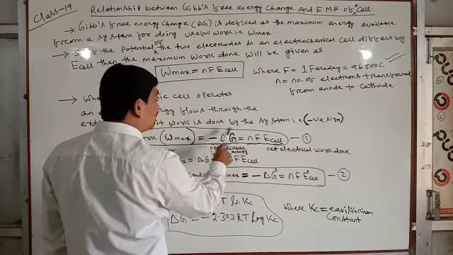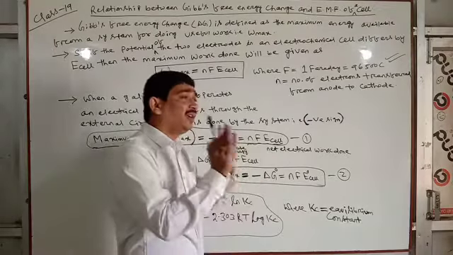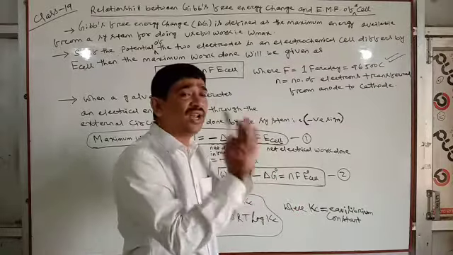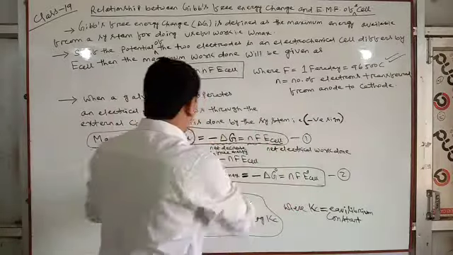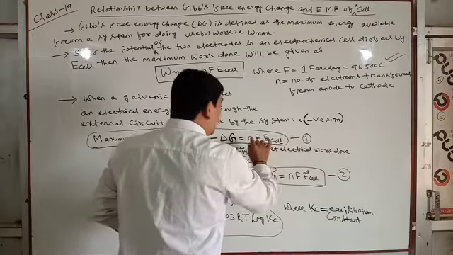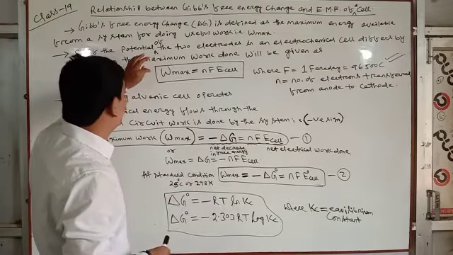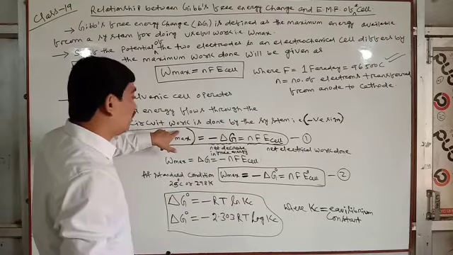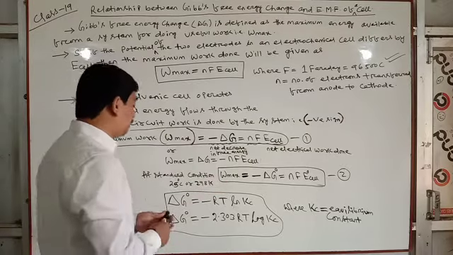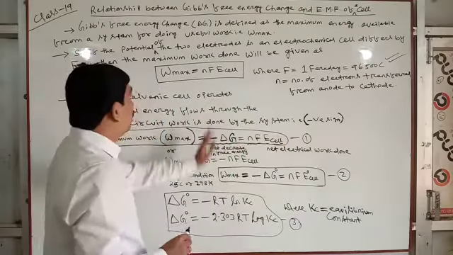Minus delta G stands for net decrease in free energy. We can say that the net decrease in free energy is completely converted into net electrical work done. Net decrease in free energy, minus delta G, is net electrical work done, which is nFE cell. So you should remember the formula: first one equation 1, equation 2, and this is equation 3. Remember these three formulas.